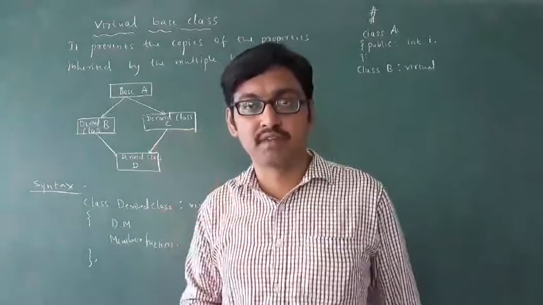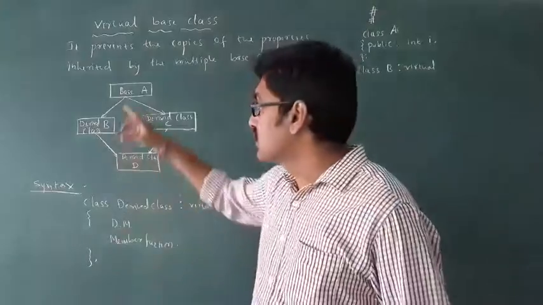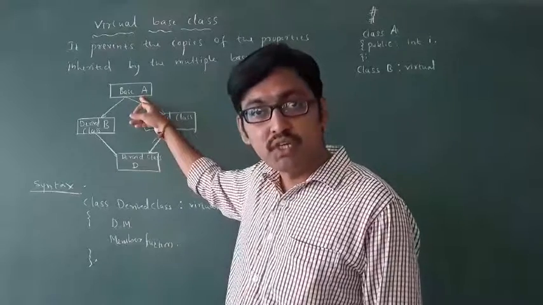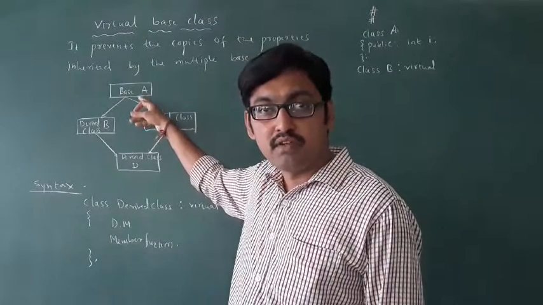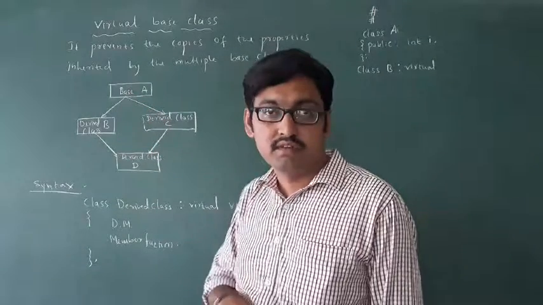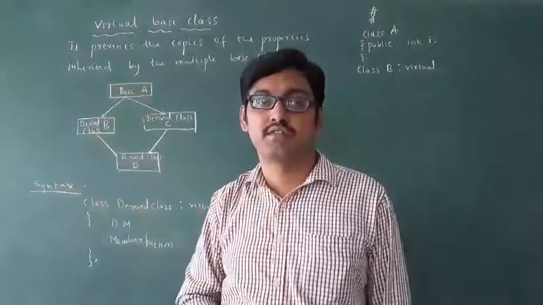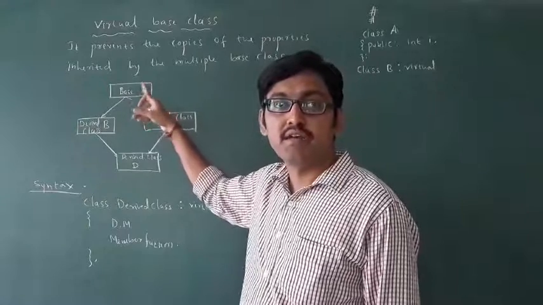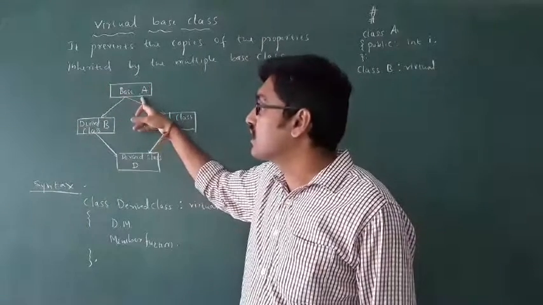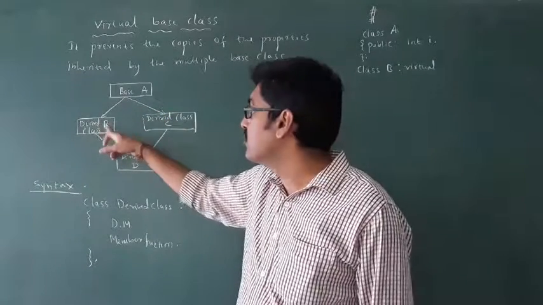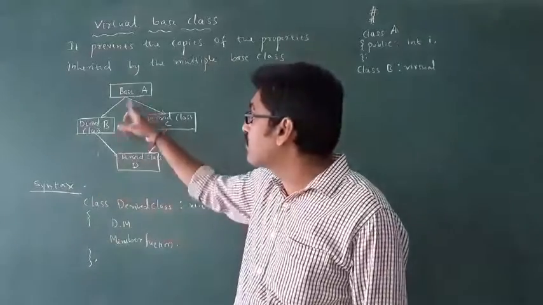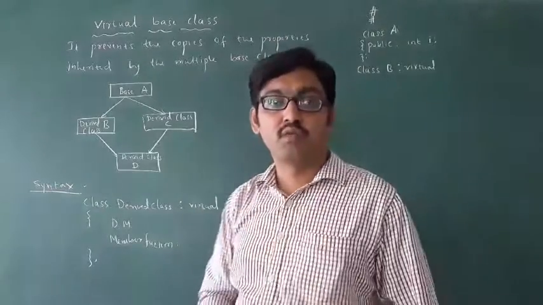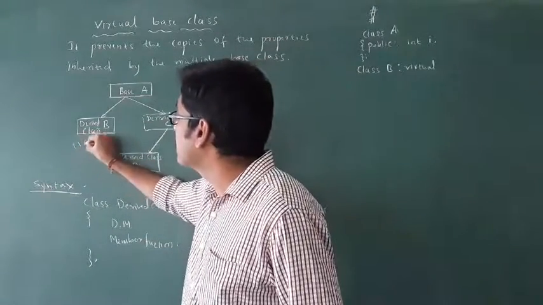You already know the base class. Base class means the class whose properties are inherited by the other class. For example, in this diagram A is a base class. Why is it a base class? Because it gives all its properties to the B and C classes. One copy of the base class comes to B.